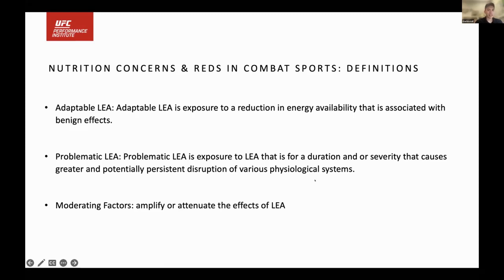But things that can modulate these are literally the modulating factors, and there are actually quite an array of modulating factors that can include athlete characteristics, environmental factors, and athlete behaviors, and these may either amplify or attenuate the effects of LEA. Some examples can include athletes' gender, age, and genetics, but I'll go over those in just a little bit.